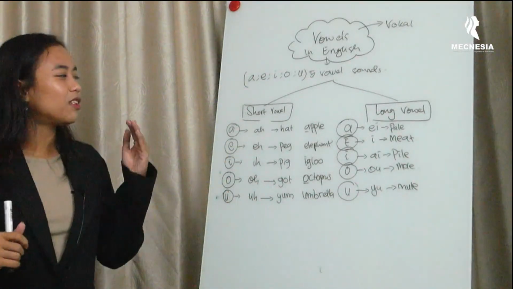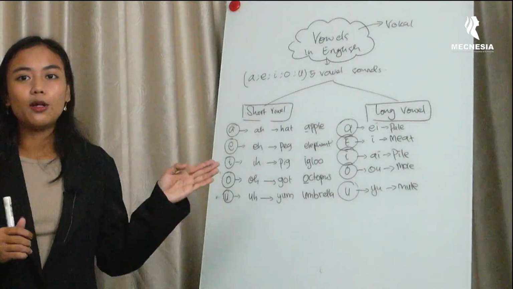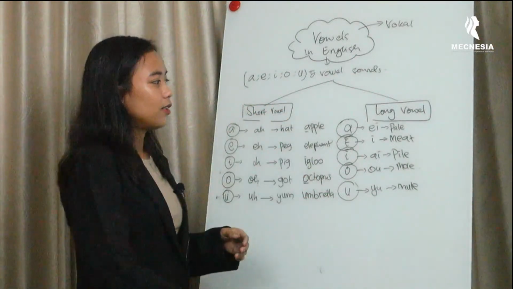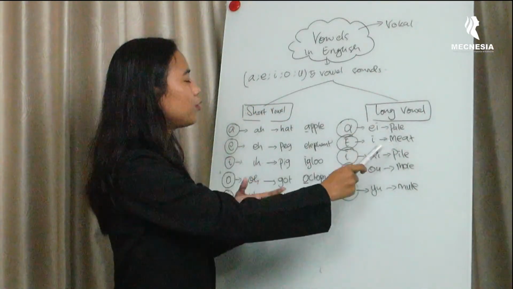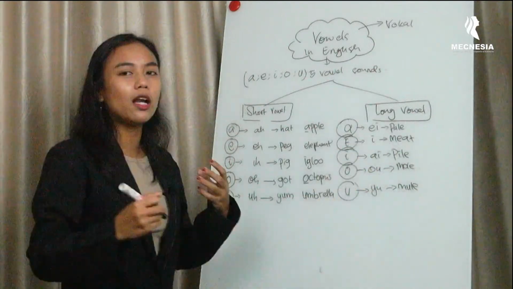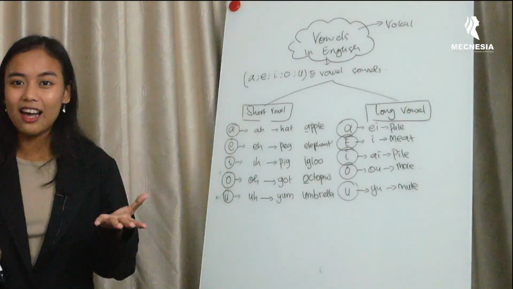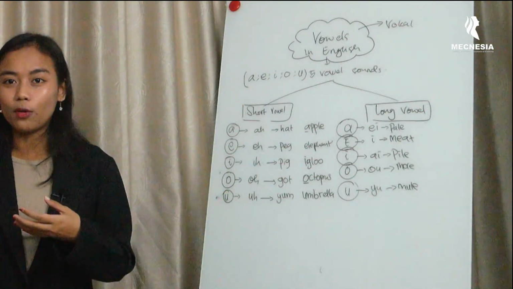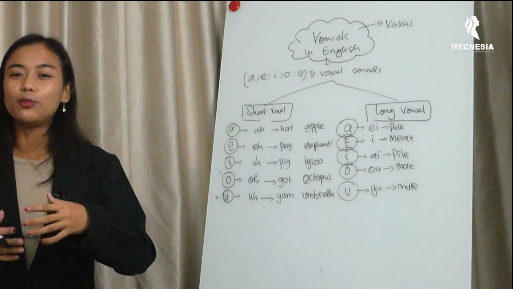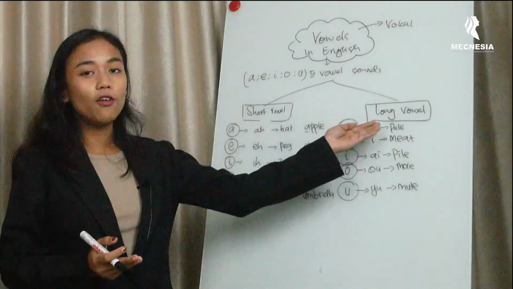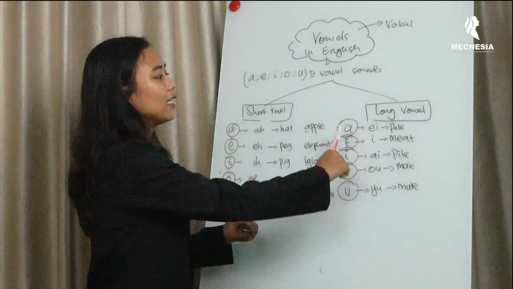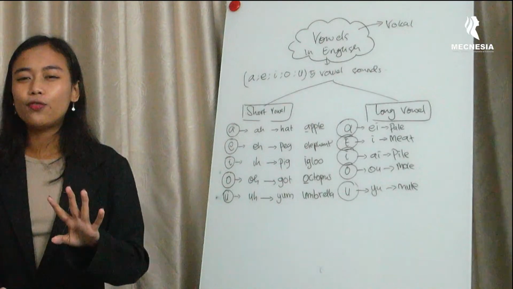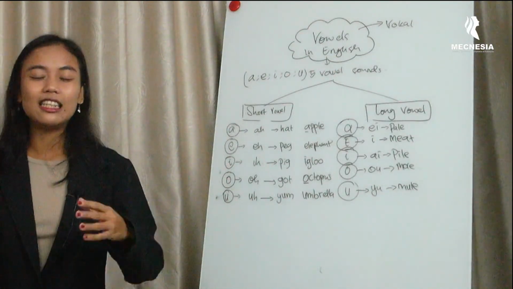Okay, so there is a rule here. Jadi ada rule di sini, ada aturannya. If you find two vowel letters in a word, jadi kalau kalian menemukan dua huruf vokal dalam satu kata, the first vowel is pronounced as a long vowel. Jadi huruf vokal pertamanya dibunyikan menggunakan long vowel. And the second vowel is silent. Kemudian huruf vokal keduanya itu silent, tidak dibunyikan.